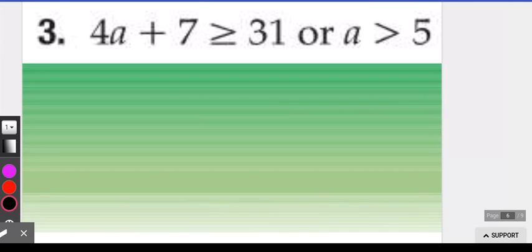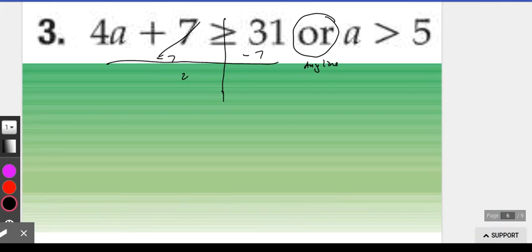Again, this is an or statement. Okay, so I'm going to solve these individually. But remember, with or statements, I'm looking for any line when I do my shading. So I should go minus 7 on both sides. That leaves me 4a is greater than or equal to 24. Divide by 4. I do not flip the inequality. So a is greater than or equal to 6.